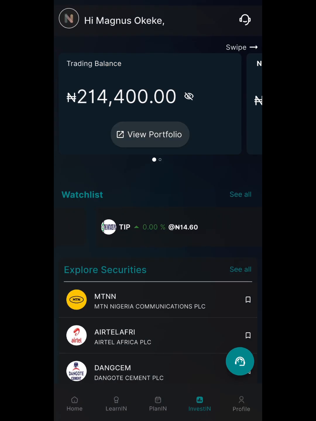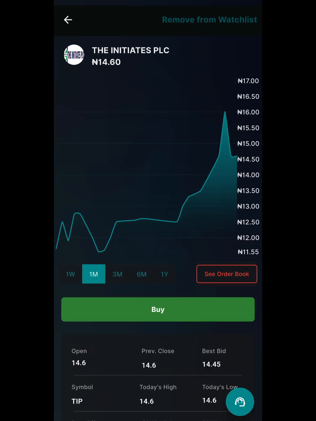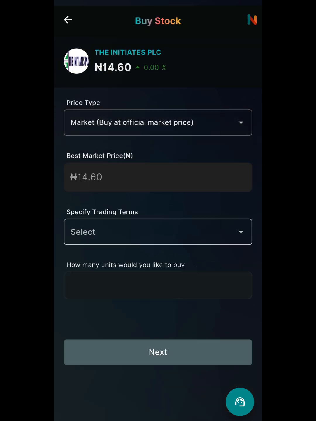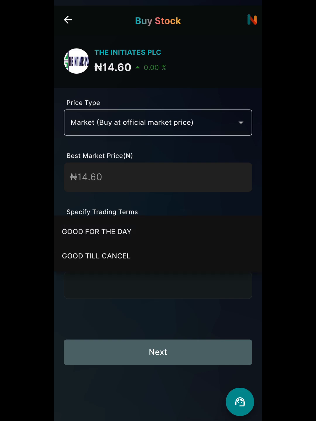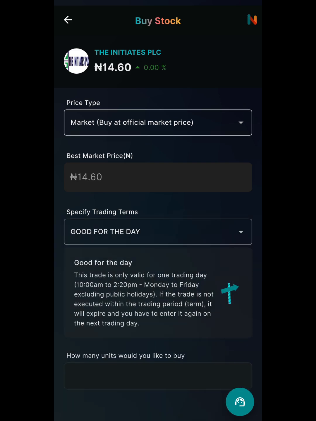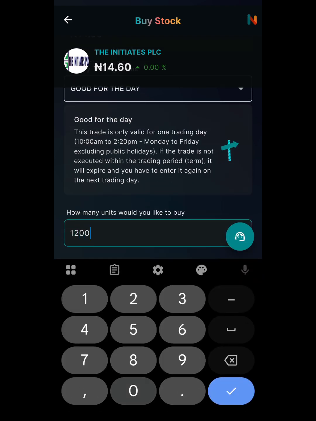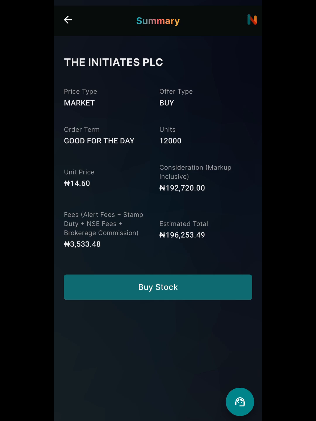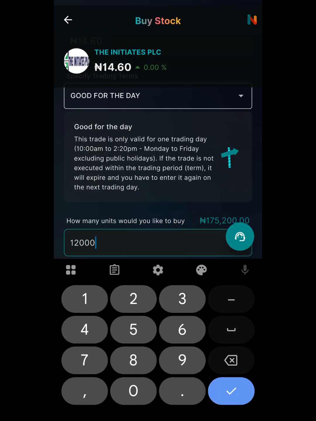If I want to buy it now at market price, maybe I don't think it's going to go down again below 14.60, I can just click on buy, then select buy at official market price, which is 14.60, and then good for the day. And how many units do I want to buy? 12,000. Then next. So this is what the 12,000 at current market price is. Total is 196,000 naira. You see, that's a lot. It's different from our 177,000, which is really cheaper. So this is why you always want to set a limit order.